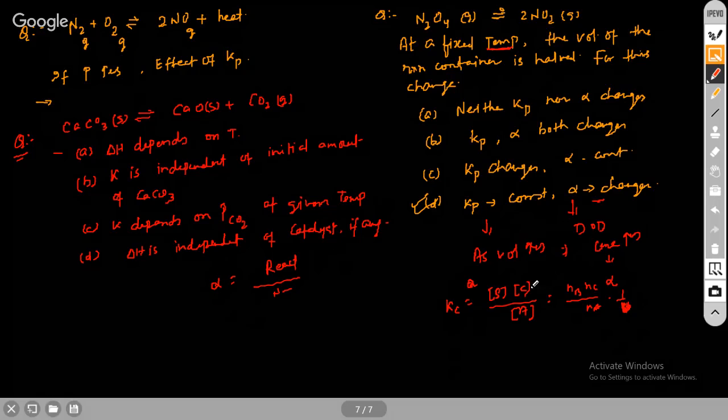When you are decreasing the volume, obviously the concentration of the reactant will increase, and that will increase its tendency to dissociate. That is why the number of moles reacted will be more, and that's why alpha will be more in that case. Okay, directly you can do from this. Now this question, tell me what is the answer?